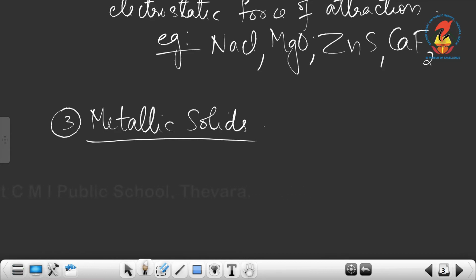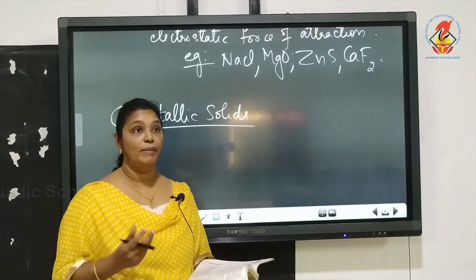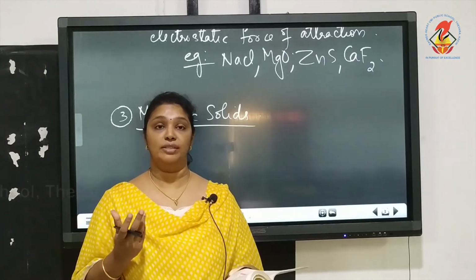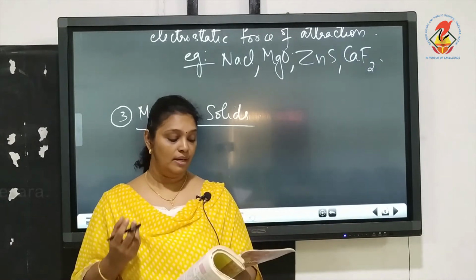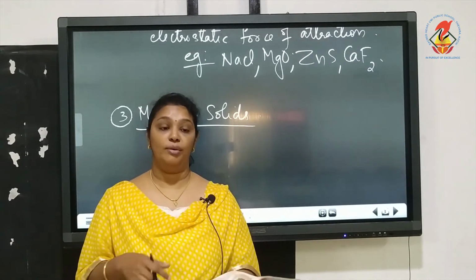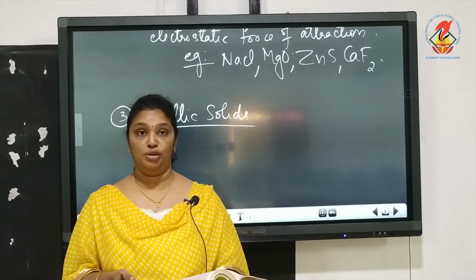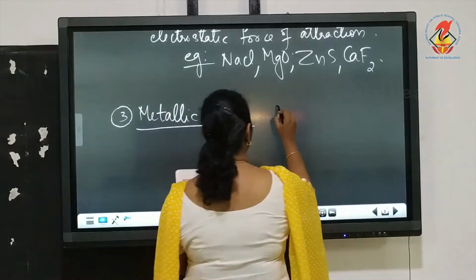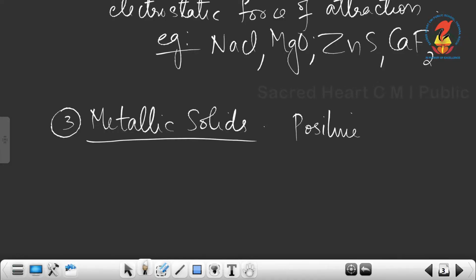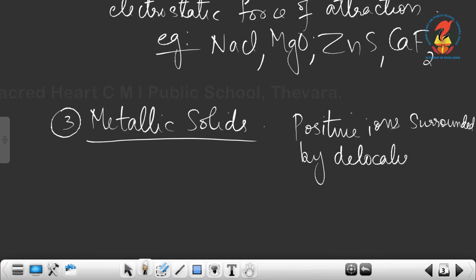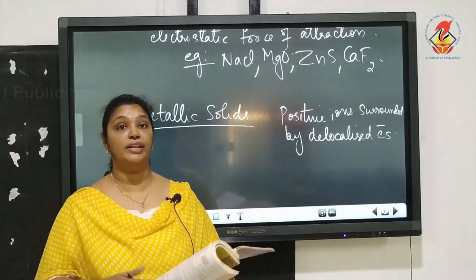Now, the constituent particles in metallic solids: metals carry positive charge. So, in metallic solids, the constituent particles are positive ions which are surrounded by delocalized electrons, or free electrons. Delocalized means free electrons. These electrons are free to move about.